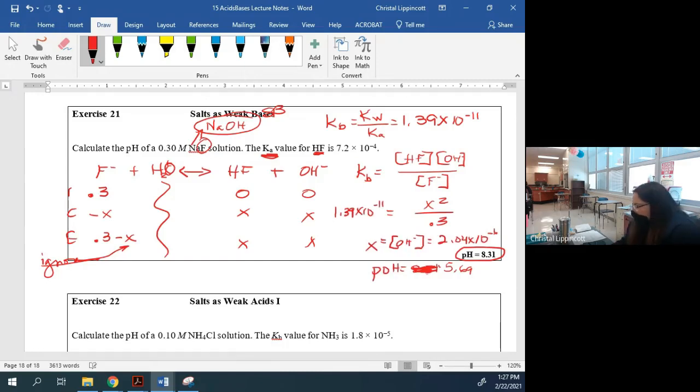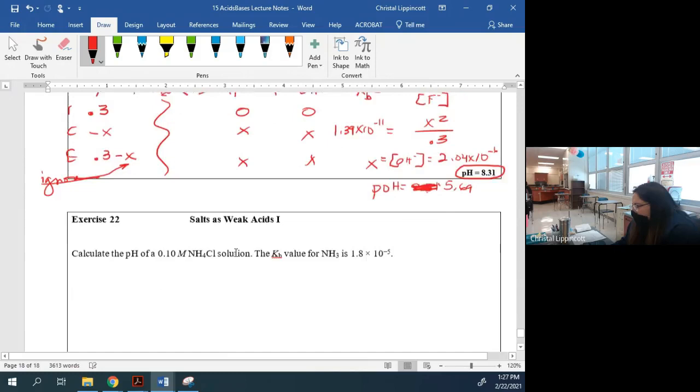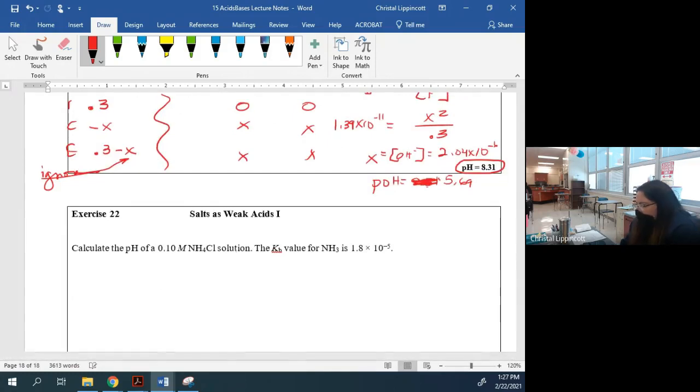So spend a few minutes seeing if you can come up with the answer to exercise 22 and 23.